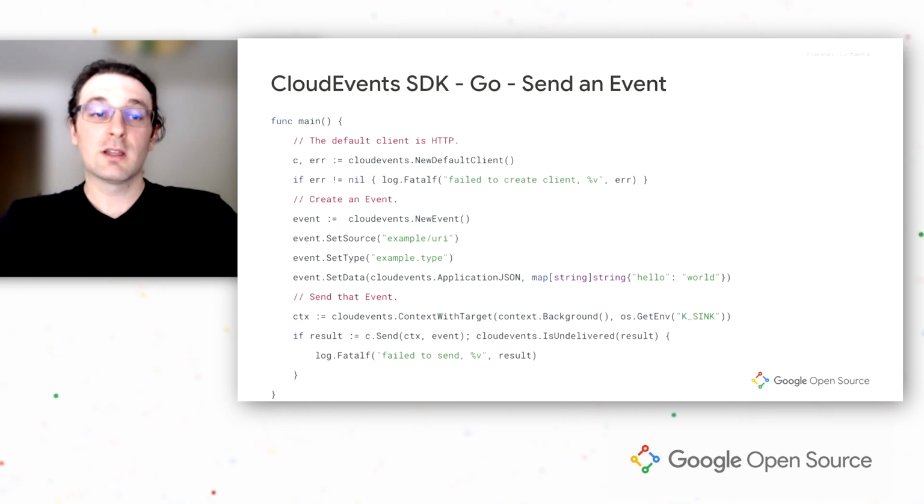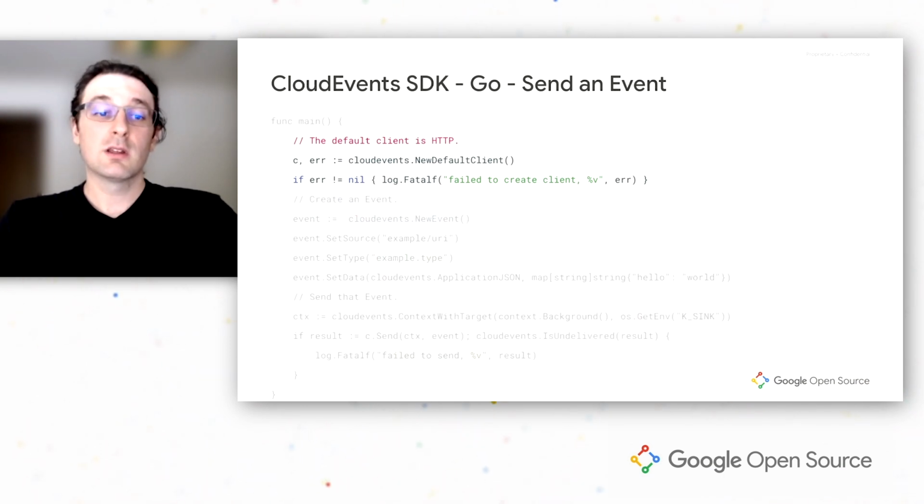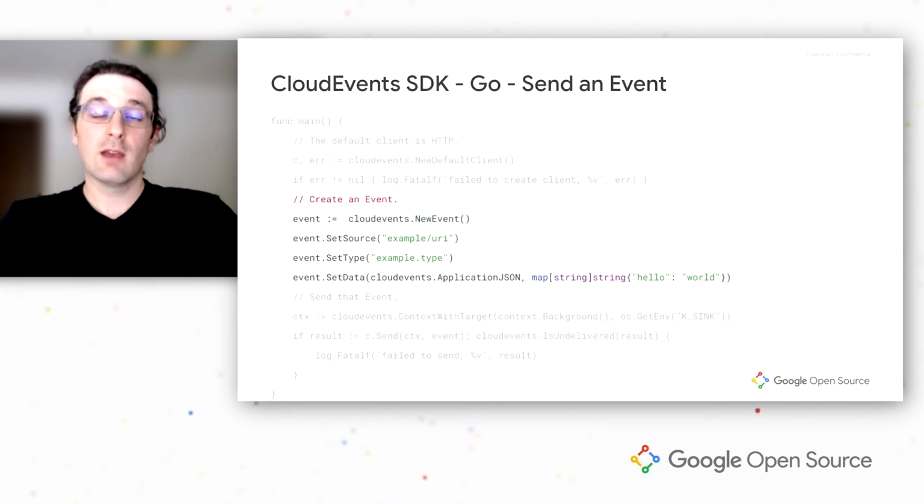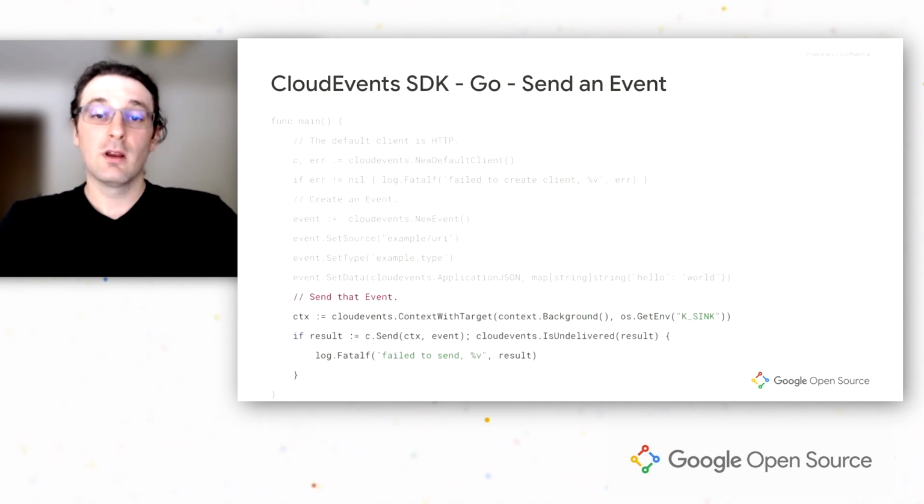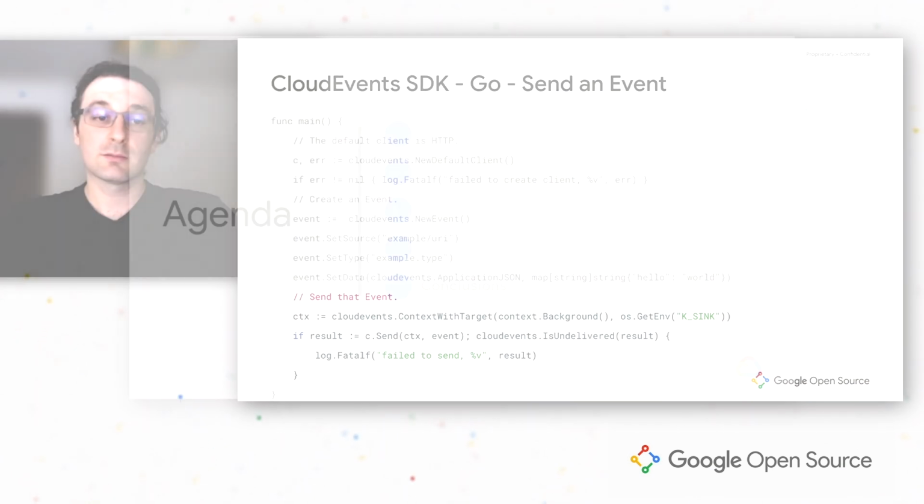CloudEvents provides SDKs in multiple languages. Here's an example of how we can send an event in Go. The first thing we do is we make a client. In this case, we want an HTTP client, and that's what the default happens to be. Next, we make an event. Every event requires a source, a type, and an ID. We specify the source and type here and allow the SDK to default the ID for us. We also choose to add a data payload, in this case, hello world. Finally, we look up what our sink is with the K_SINK environment variable and send to that address.